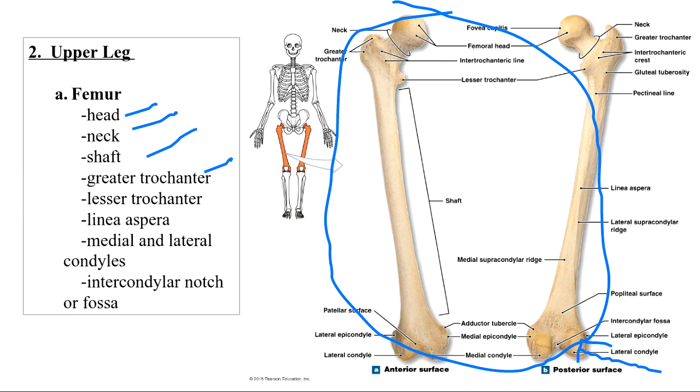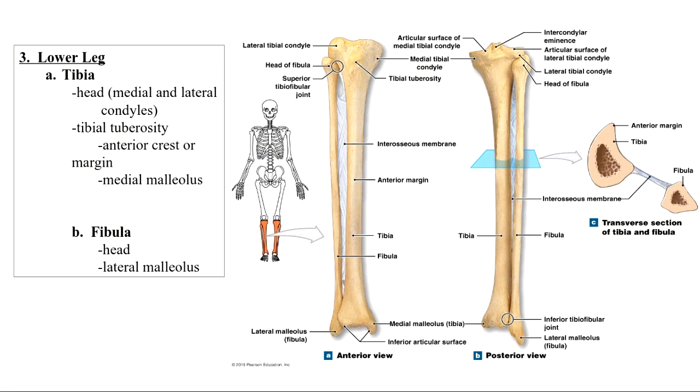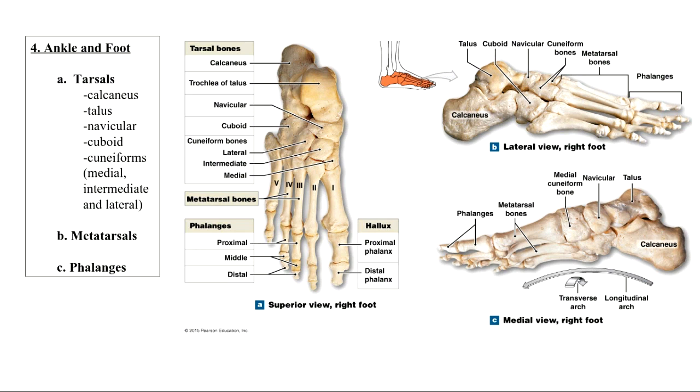So similar thing, but instead of actually using models, of course, we're going to use these images. And so that's how we'll do it. So you just continue on through the same deal, the tibia and the fibula, the lower leg, identifying all these sites: head, tibial tuberosity, medial malleolus, so forth and so on. Roll through those. I'm going to do the ankle and the foot.